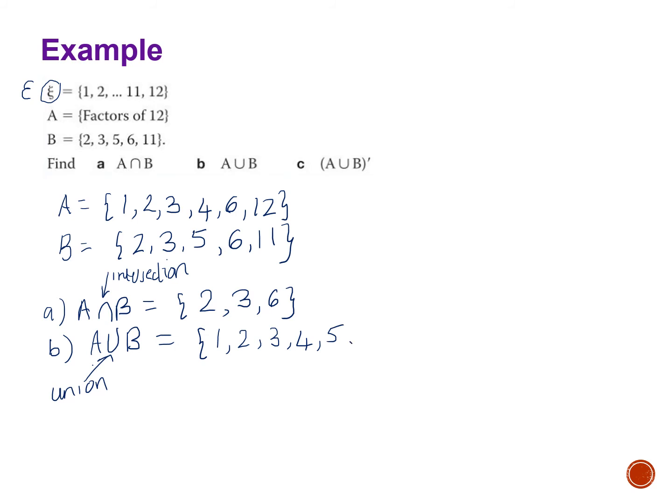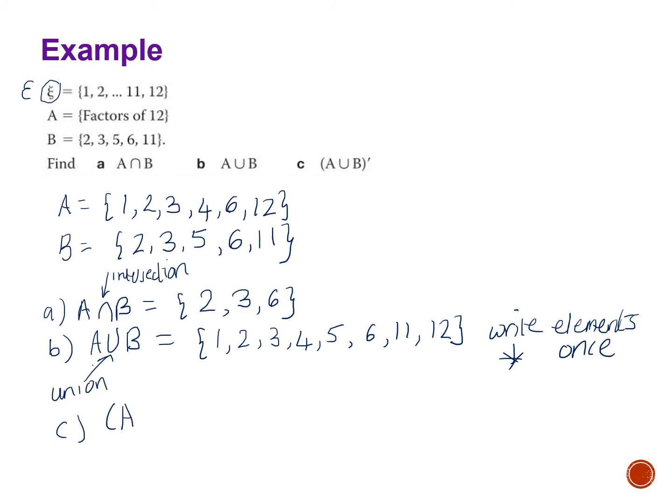5 is in B. 6 is in B. 11 is in B. And 12 is in A. Okay, so you only write the elements once. You don't repeat them if they're in both of the sets. That's an important thing for you to remember. Okay, let's have a look at what this means.